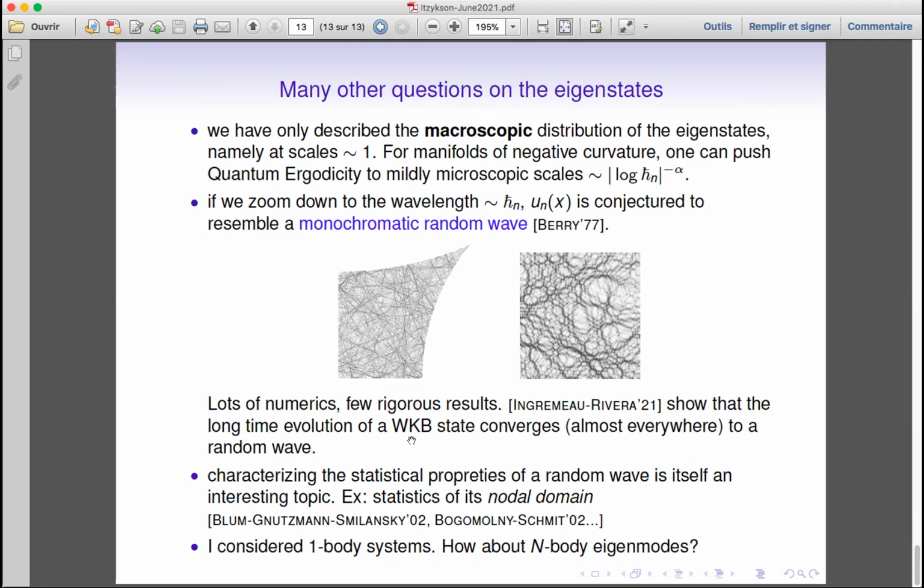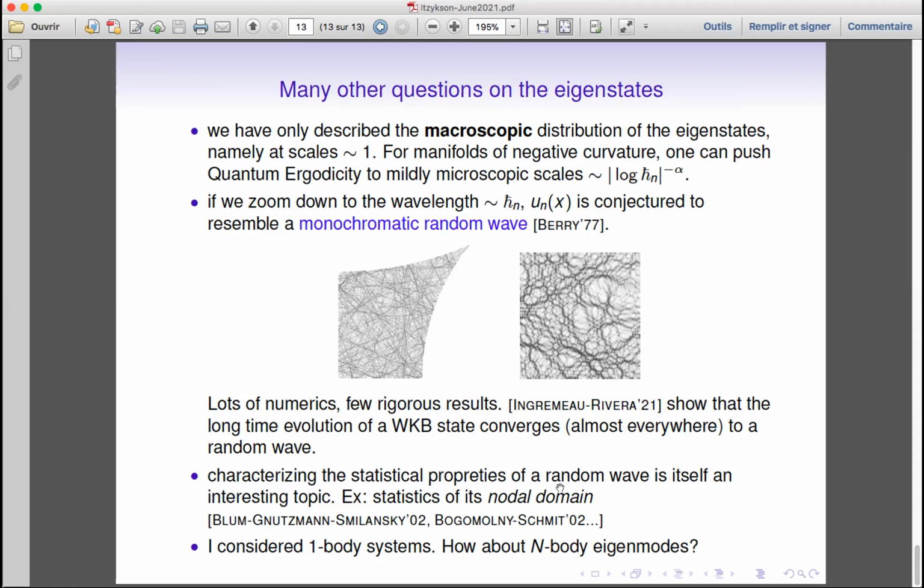There are some interesting results connecting quantum states with random waves, but they're not eigenstates. These two people, Anantharaman and Rivera, took a WKB state, that is like a plane wave, and evolved it on a manifold of negative curvature. They show that almost surely, near most points, if you evolve long enough, then the state looks like a plane wave in some sense. That's the result they obtained here, but this is not for eigenstates. Going to eigenstates is really very hard, I guess.